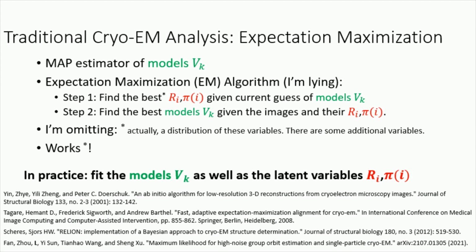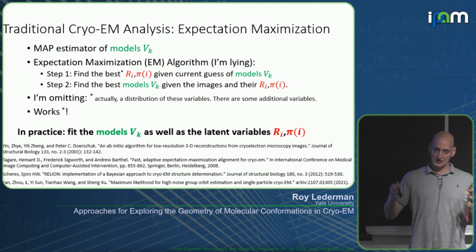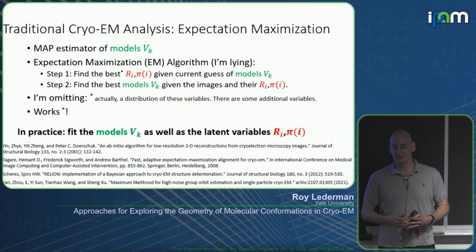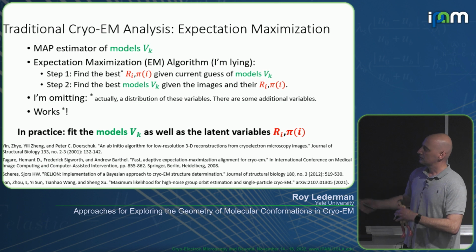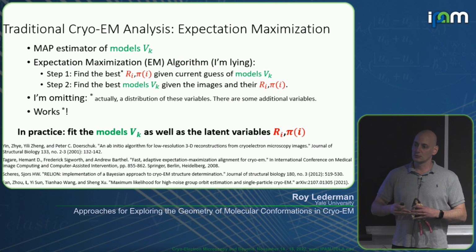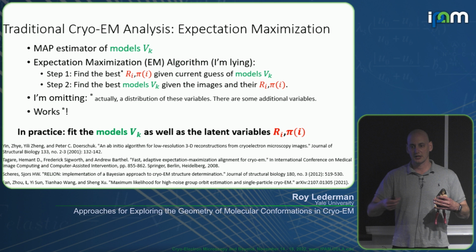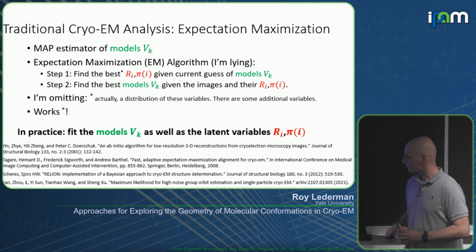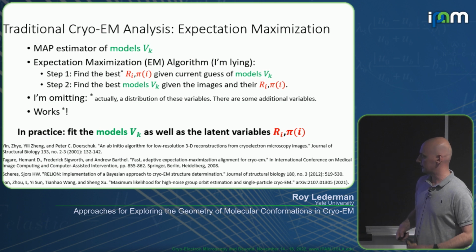So that's the traditional approach to heterogeneity. It's to discretize, and it actually works very nicely if you have very distinct conformations. But what we're trying to do here is go beyond this to continuous heterogeneity, where you have some kind of flexibility in our molecules.